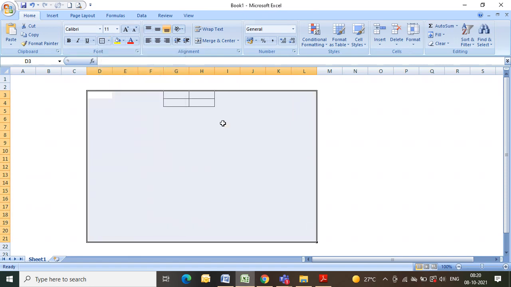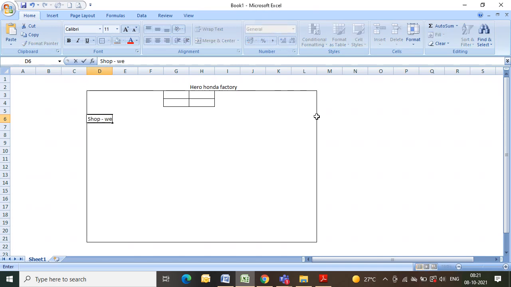Technically speaking, production happens in various divisions. Okay. So let me show you, this is a Hero Honda factory where Hero Honda motorcycles are manufactured. If you understand this example, you will be able to understand the complete concept. So let us say first there is a shop which is called the welding shop.